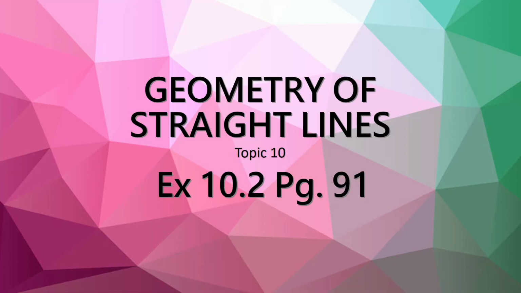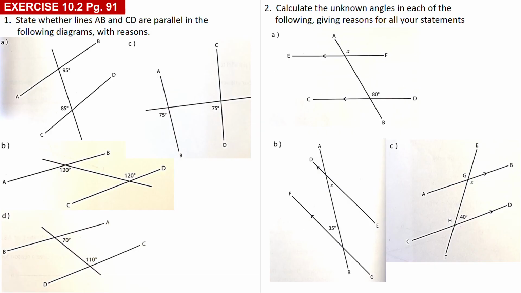Alright, so for homework, I would like you to do exercise 10.2 on page 91. If you don't have a textbook, this is what it looks like. In the first one, you have to tell me whether the two lines are actually parallel. For example, in the first one, they're not parallel because if you look at your Z, 95, these two should be equal if they're parallel because of alternating angles. So your answer would be AB is not parallel to CD. Why? Because alternating angles are not equal. And then in number 2, you have to solve for the unknown angle using the 3.